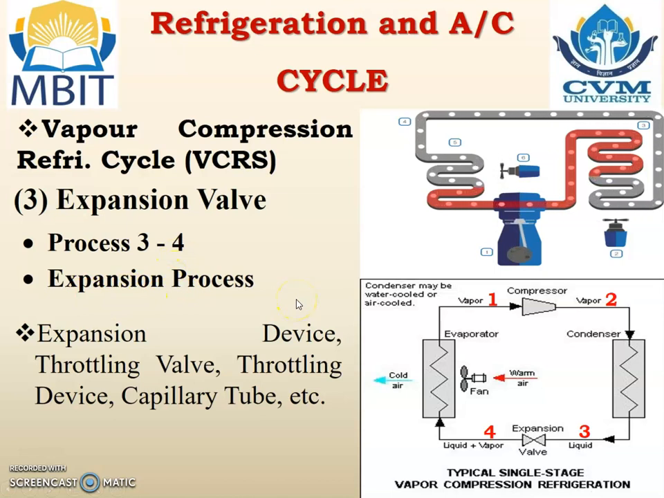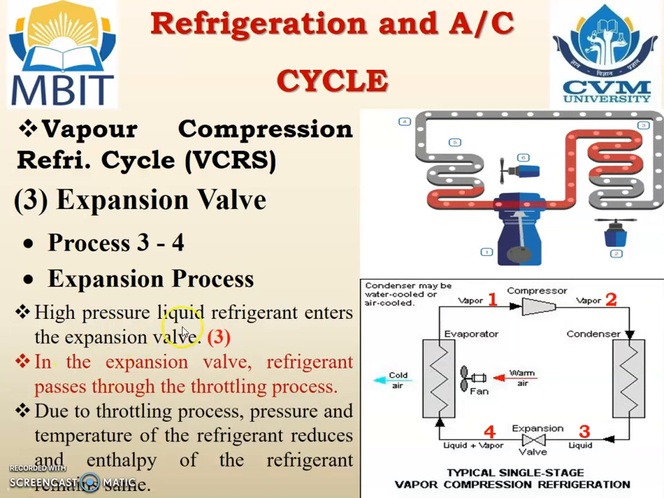This expansion valve can be written in different books as expansion device, throttling valve, throttling device, or capillary tube. So the expansion valve is written in this many ways in different kinds of books, but ultimately the function is the same: in all these devices the expansion process takes place, although you can say the throttling process takes place. And in the throttling process, as we have studied in the steam chapter, the pressure of the working medium reduces, but enthalpy remains the same.